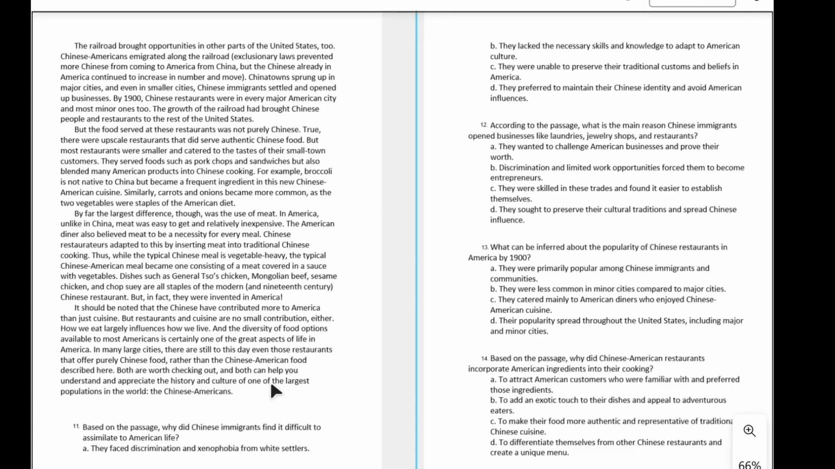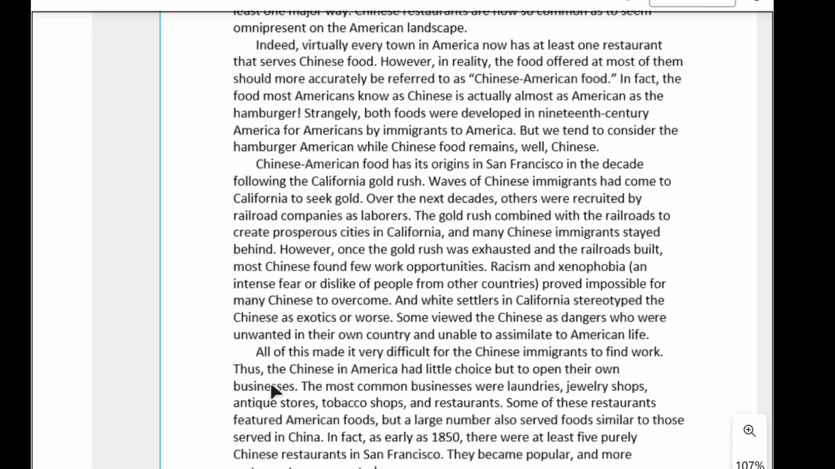So let's go back to the text. So over here, let's get the highlighter out. You'll see that it directly talks about racism and xenophobia as a root cause of why all of this made it very difficult for the Chinese immigrants to find work. Work is sort of implied as a way of assimilation. What does assimilation mean? It means getting more into the local culture, for example, maybe adopting American practices or American clothes. Now, let's see why the others aren't correct.